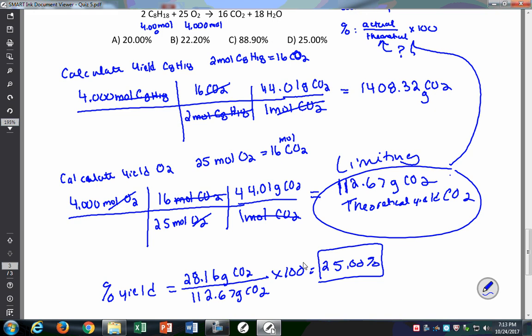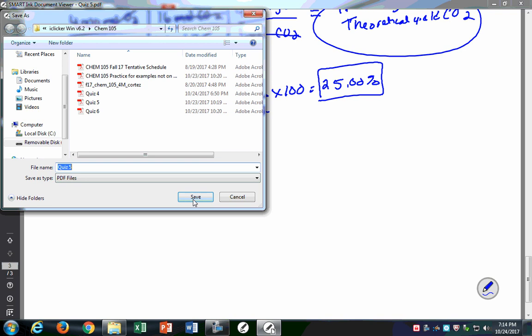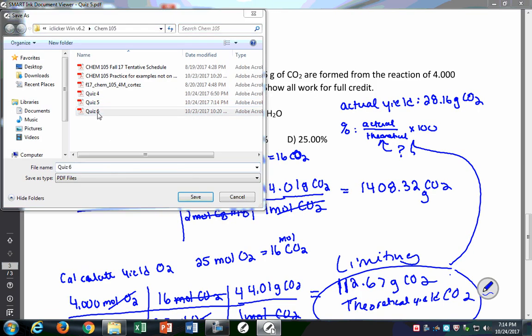Technically your theoretical yield can be in moles, but since our actual yield was given to us in grams, we needed to use grams for the percent. Any questions? That was quiz 5. Now let's go over the latest quiz.